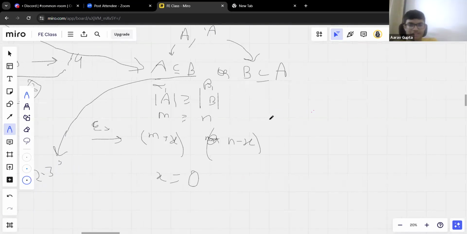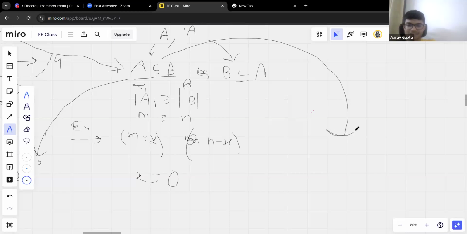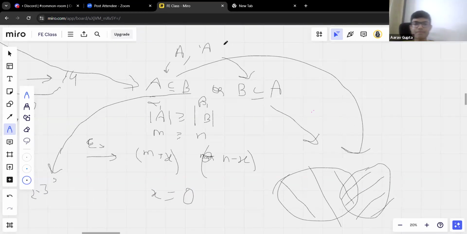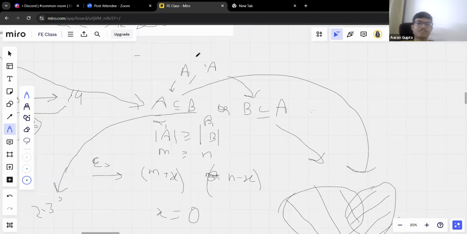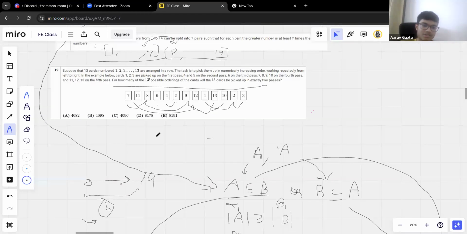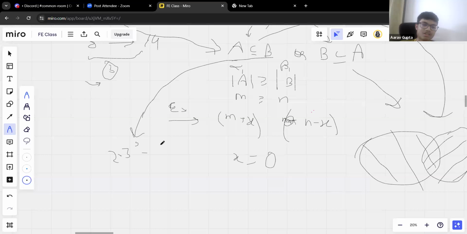So let us say the number of such pairs is this, and the number of such pairs is this. Then after adding them, you will have this area, so this is counted twice. You need to exclude this, but this is just counting pairs of the same subset. And there are 2 to the power of 5 subsets. So you'll subtract 2 to the power of 5. So this will be your answer.